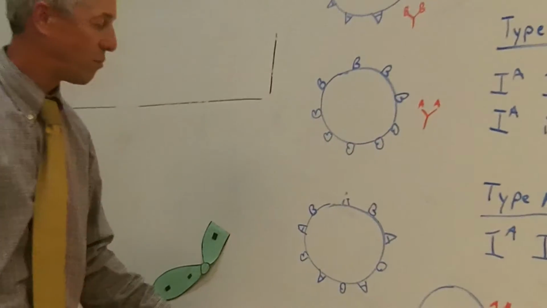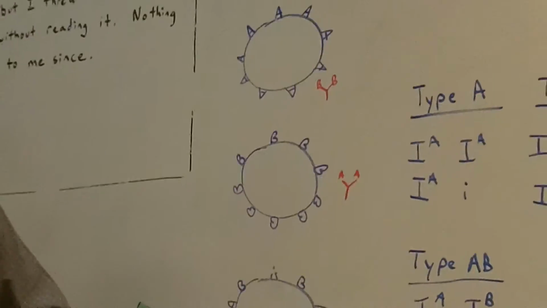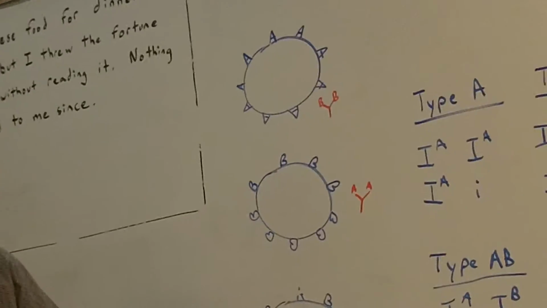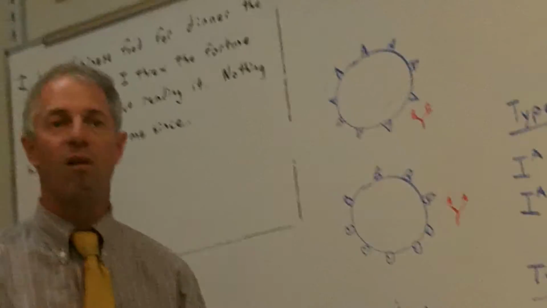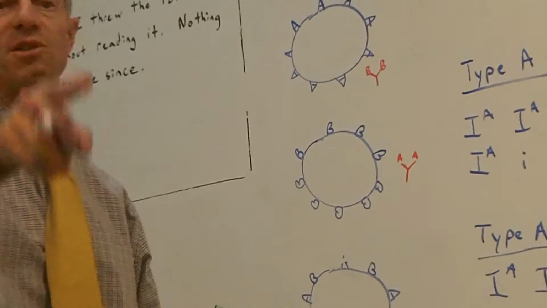Is there any type of blood that's been proven to be more healthy than the others? No, it doesn't work that way. They all work. It just has to do with the proteins on the surface.